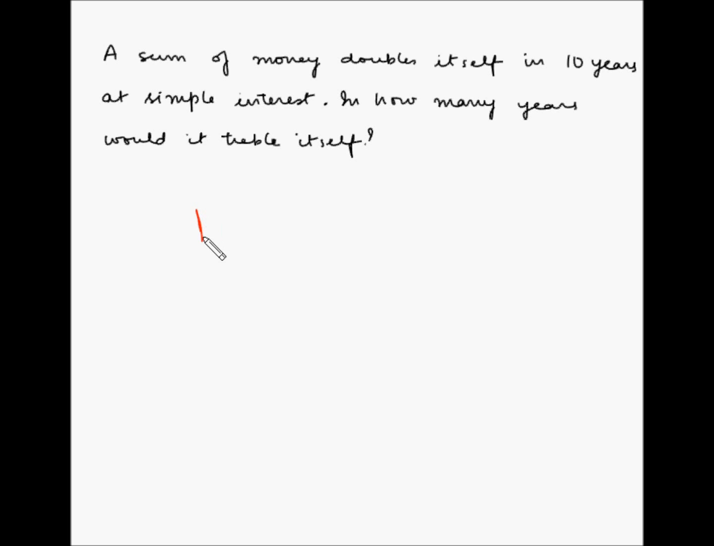So here basically you are putting a certain sum of money, let's say P, at simple interest. So you are getting simple interest per annum, and at the end of 10 years this amount becomes 2P, that is, it doubles itself in 10 years. And we have to find in how many years would it become 3 times itself. So this is x years.